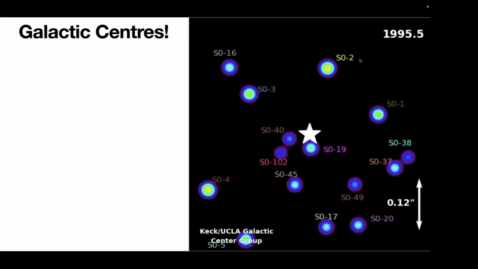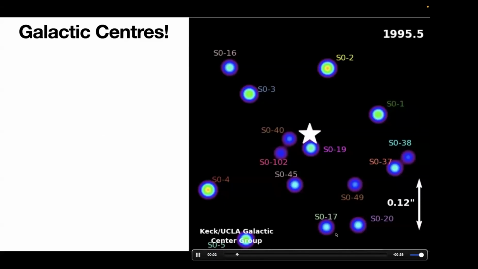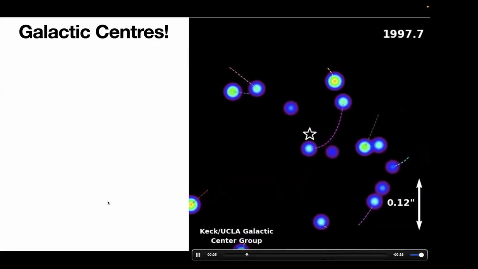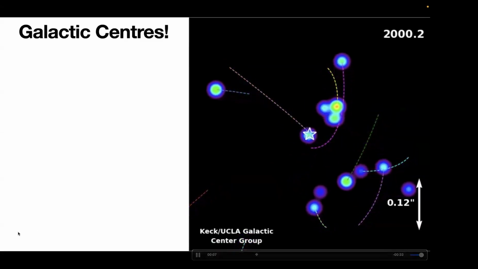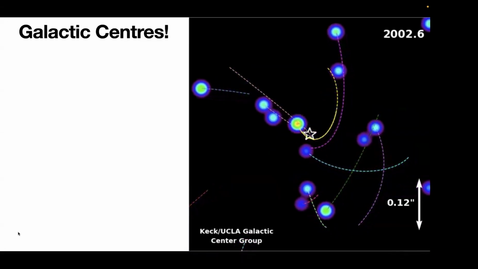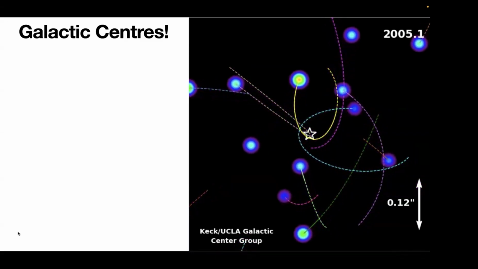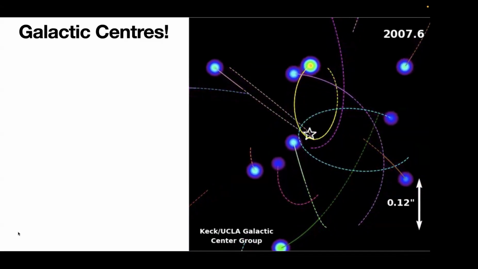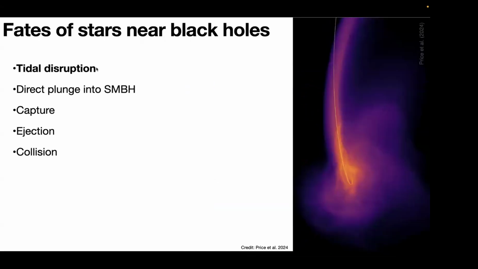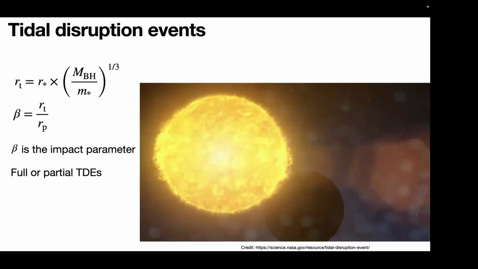Most galactic centers have supermassive black holes at their centers, and this animation shows the galactic center of the Milky Way, surrounded by stars. These stars can get close to the black hole and have interesting events such as tidal disruption events, which is what Fitz talked about earlier. These stars can directly plunge into the supermassive black hole, get captured, ejected, or have collisions with neighboring stars. In today's talk, I'll be only focusing on the tidal disruption events.